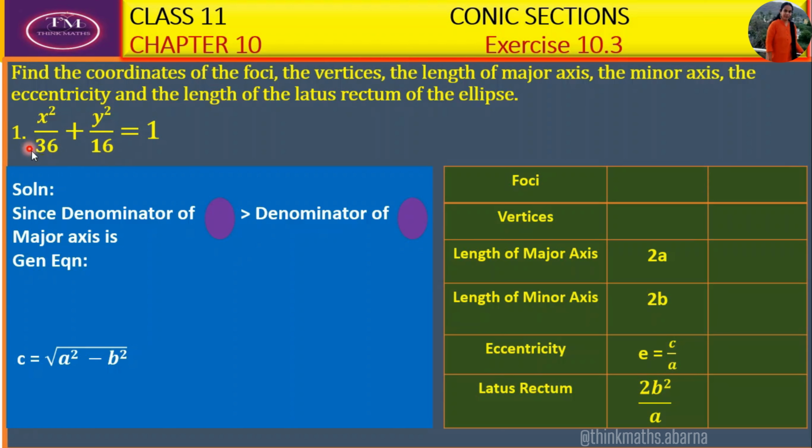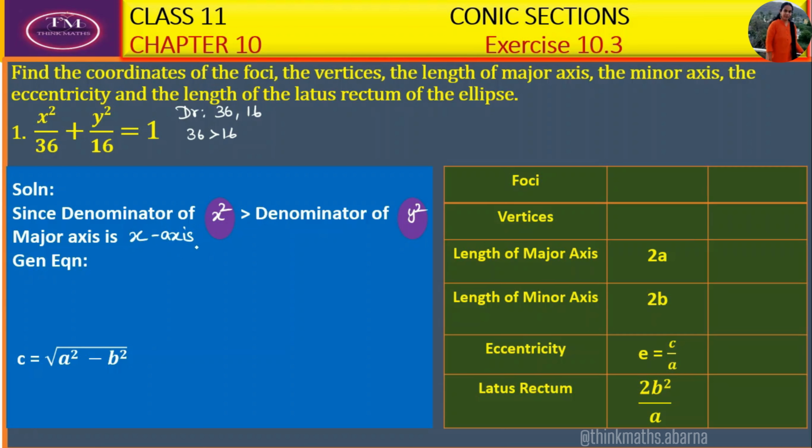If you check, the denominators are 36 and 16. Here 36 is greater than 16. 36 is the denominator of x square, so the denominator of x square is greater than the denominator of y square. Then the major axis will be the x-axis.